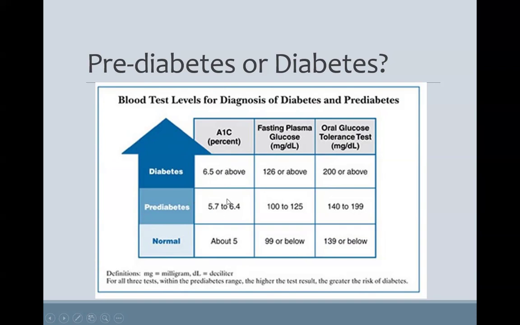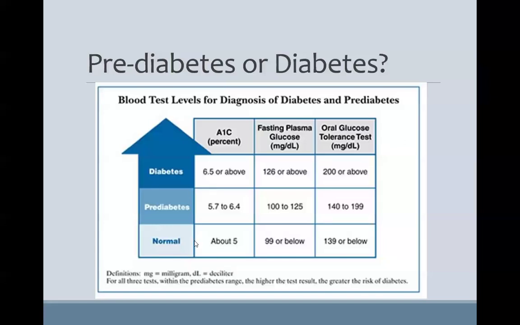Anyways, the A1C on someone with diabetes is going to be above 6.5. The pre-diabetic range is 5.7 to 6.4. And normal is less than 5.7. And then you can see the other numbers that correspond. You should be generally familiar with these numbers.